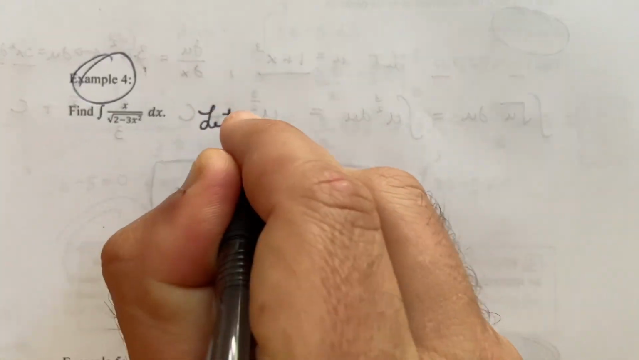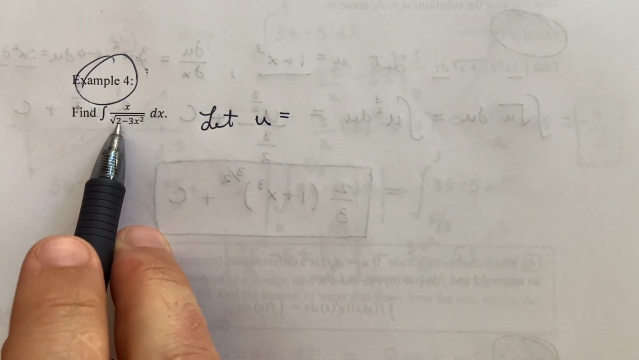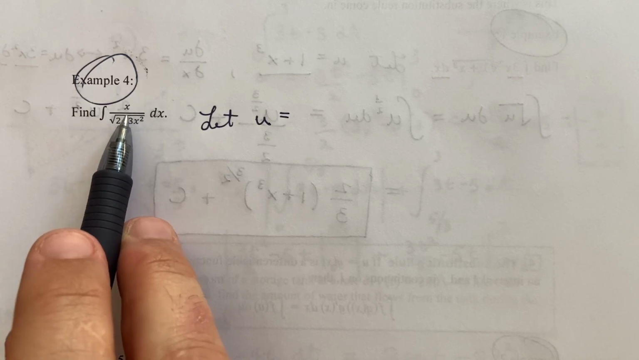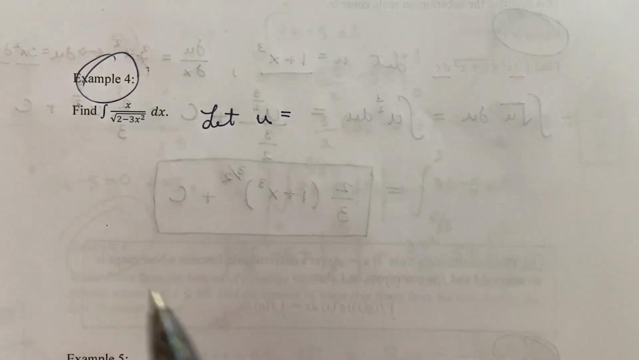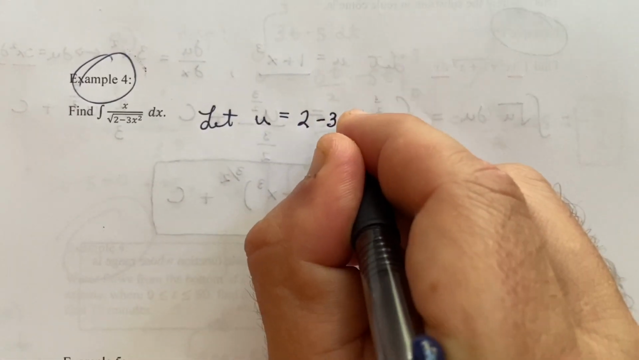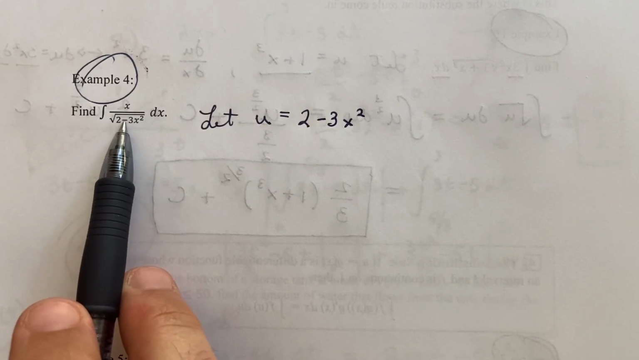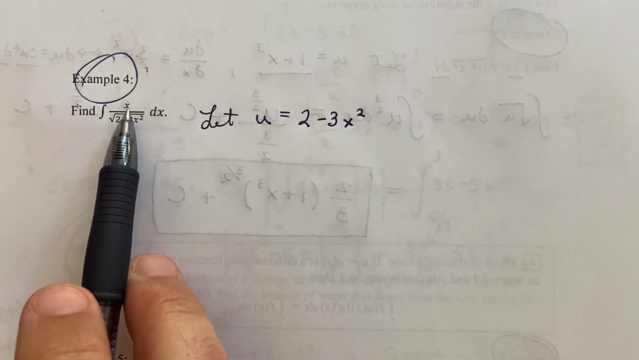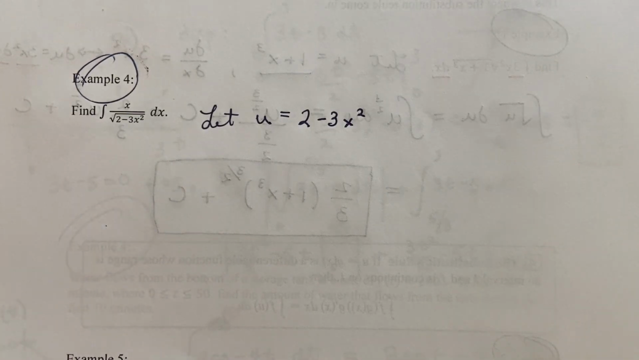So I'll let u equal... I'm noticing that I have a quadratic inside of here and I have a linear term up here. So if I take the derivative of this, I will get a linear function. So that kind of suggests that this might be our substitution. We may want to let u equal 2 minus 3x squared. So this is the kind of thinking ahead part of these: I'm noticing, oh yeah, I have a quadratic. If I take a derivative, we knock down a degree, and then I have a linear. I might just need to offset it with some constant correction.